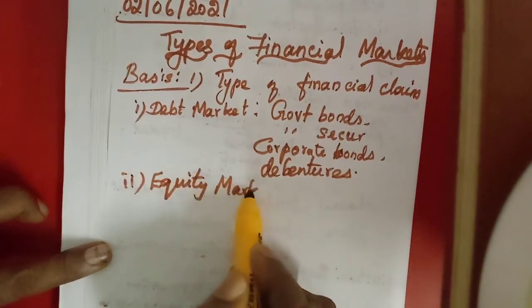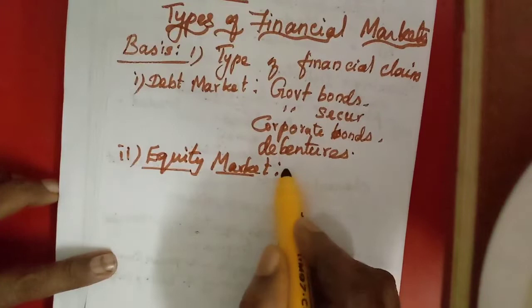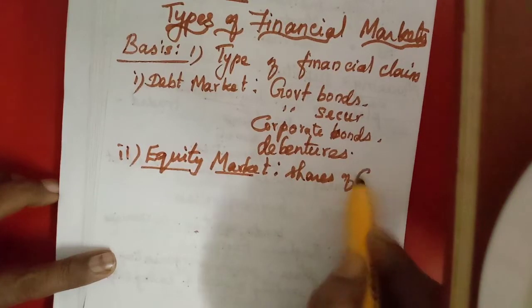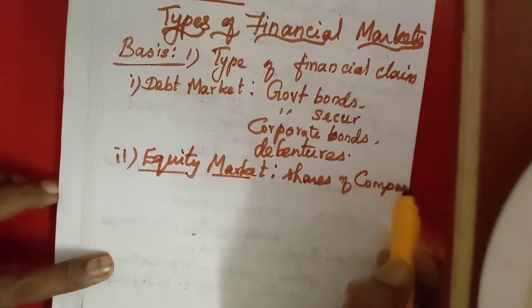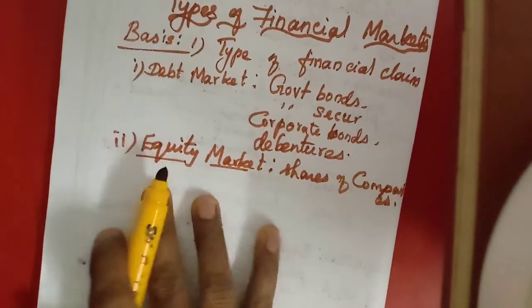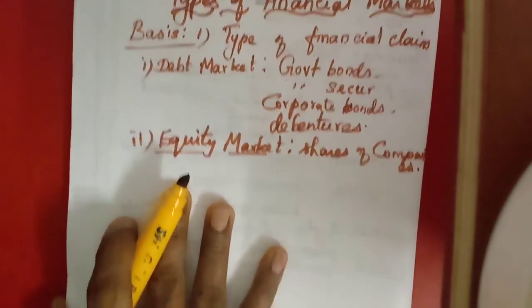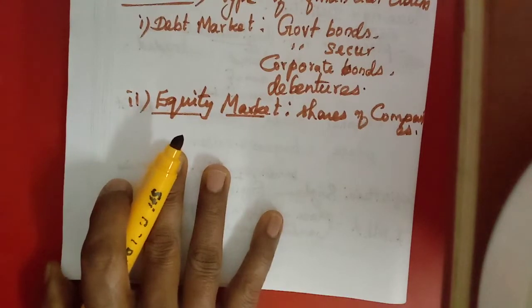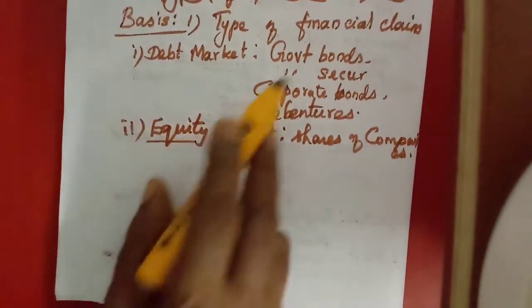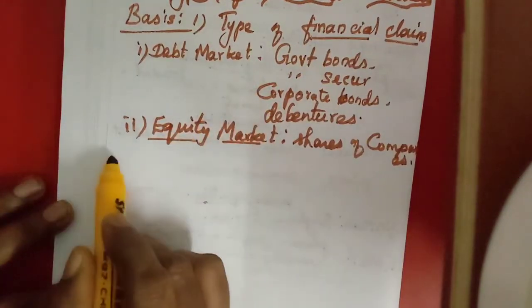In the equity market, they will trade in only the equity shares of companies. Here the company's shares only will be traded. That is why it is given the name equity. We say equity share capital, and we will learn equity share capital. That means shares of the companies will be traded in this market. On the basis of the type of financial claim, it is divided into two: debt market and equity market.